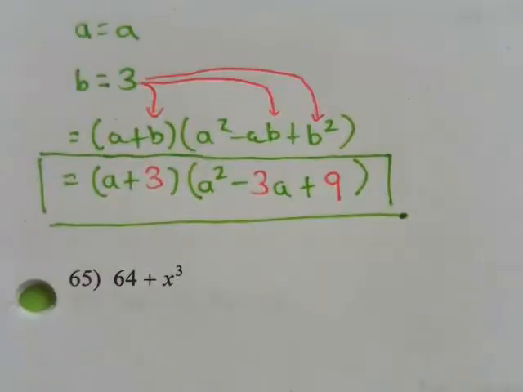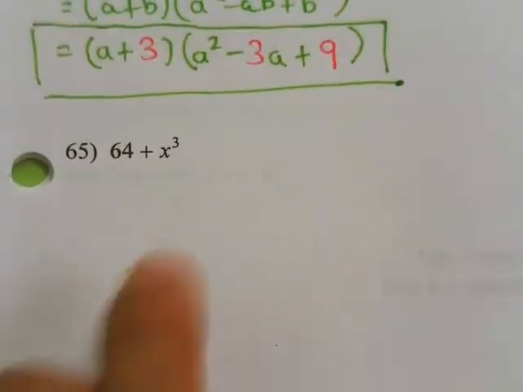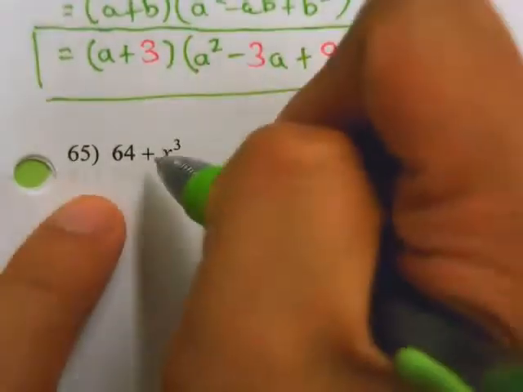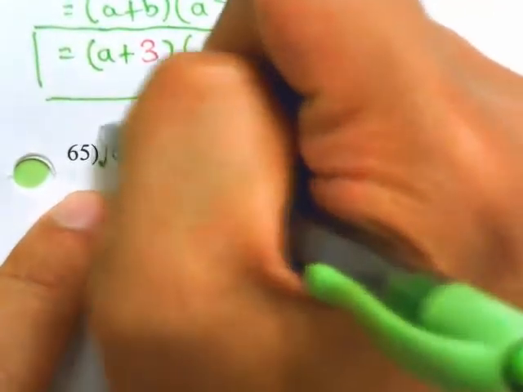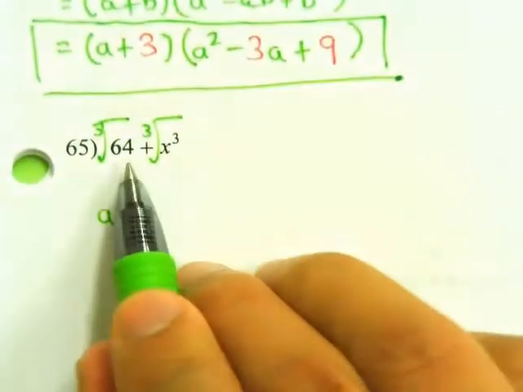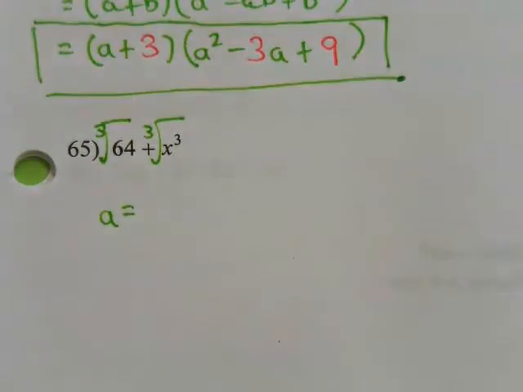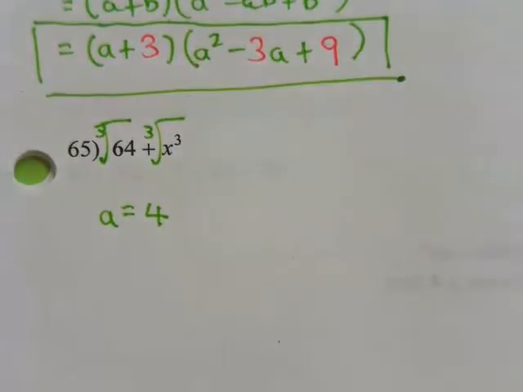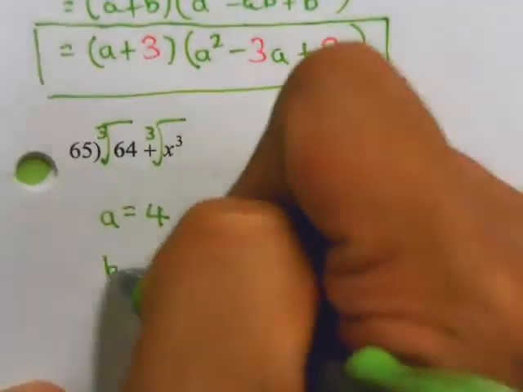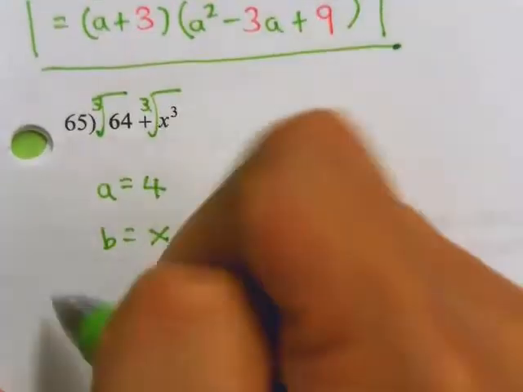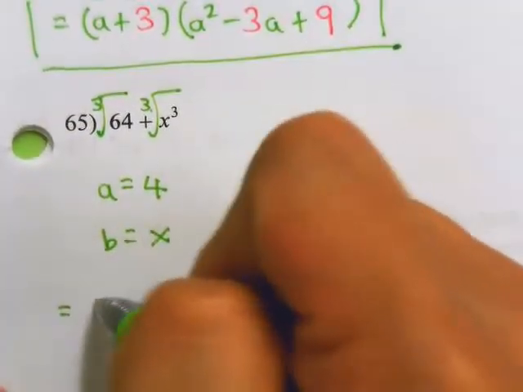Okay. What if the variable, like on 65, is on the second part? That's totally fine, just as long as we have a plus sign and these two are cube rootable. So let's just check that out. So our a value this time, what times what times what is 64? So hopefully it is a 4. 4 times 4 is 16, times 4 is 64. And then your b value, cube root of x cubed, is going to be x. So you are going to write it like this.